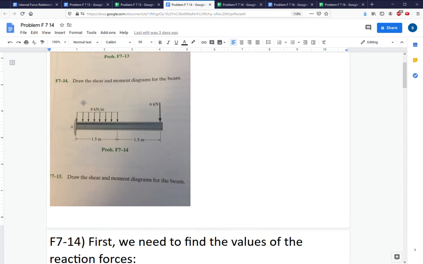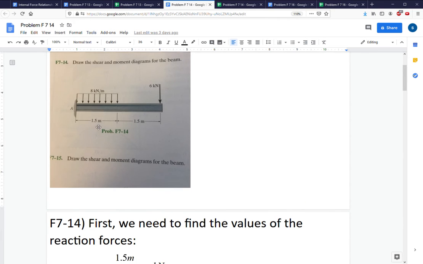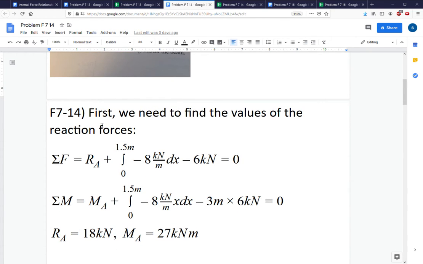Now we have a distributed force here, so we need to find its effect. We could say 8 kilonewtons per meter times 1.5 meters, this is a 12 kilonewton force, and then find its location, which is halfway there, so at 0.75 meters. But I'm going to do this the calculus way.